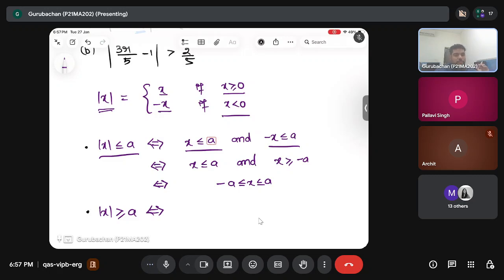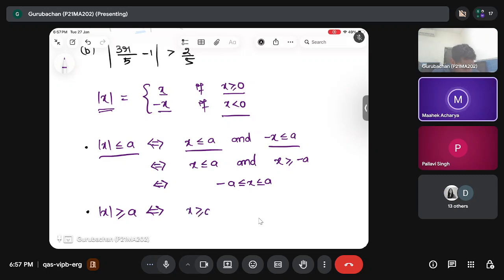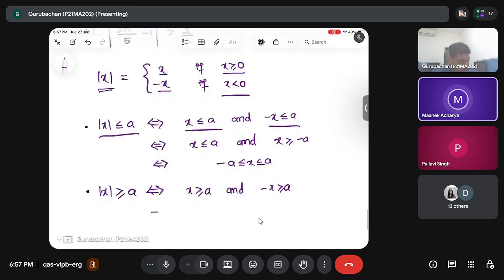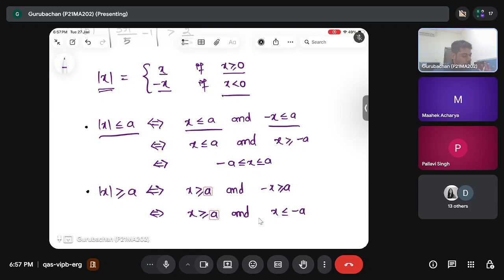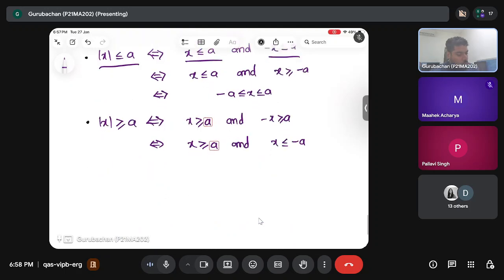What can you say? In the first line, we write x is greater than or equal to a, and minus x is greater than or equal to a. And then for the right hand side, the first situation will remain as it is, and for the second one, x will be less than or equal to minus a. Fair enough. So you recalled how the mod can be utilized. The same we'll do in our given question.